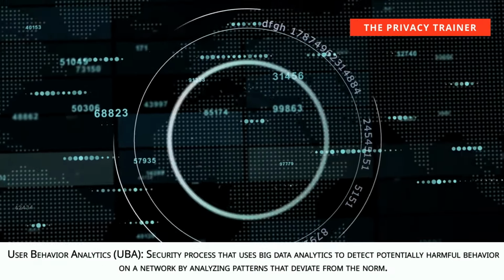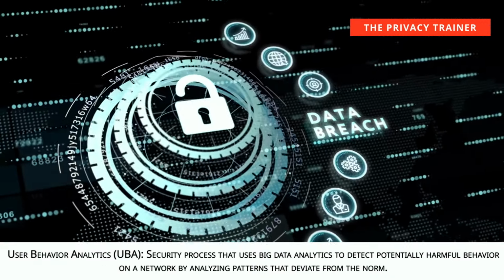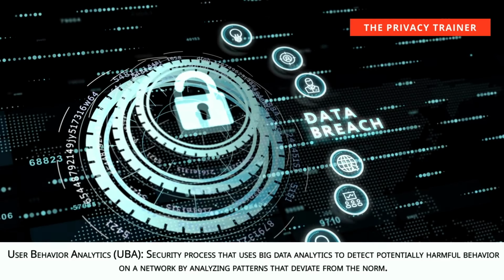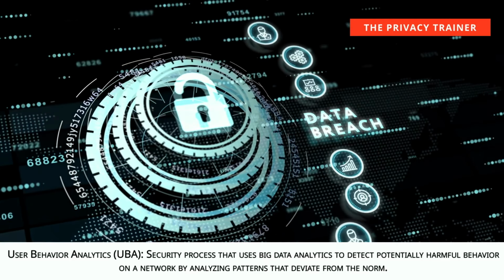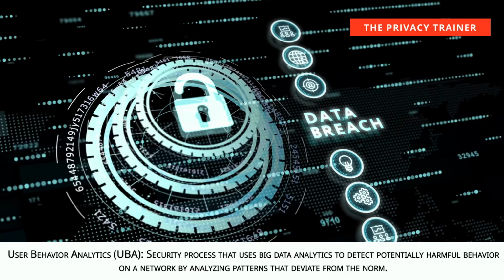User behavior analytics, UBA, security process that uses big data analytics to detect potentially harmful behavior on a network by analyzing patterns that deviate from the norm.